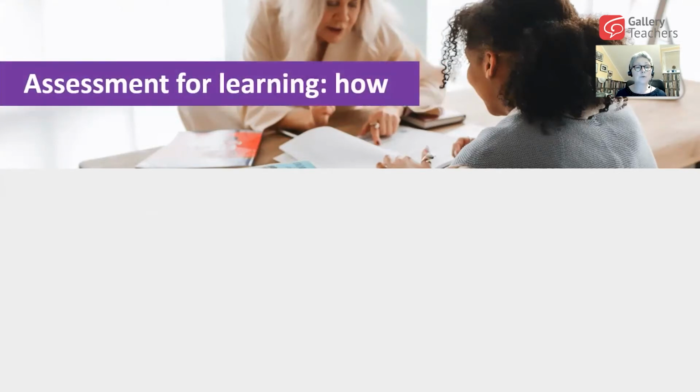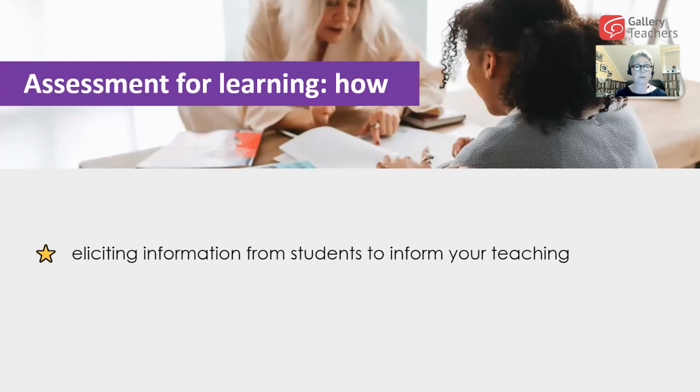So if we want to move from the definition to a description of the process, here is how we carry out assessment for learning. First of all, we need to elicit information from students on the learning process so that we can change how we teach. In a later part of this session, we will look at ways in which we can obtain information on the learning process. An important part of the process is giving formative feedback. Formative feedback is the kind of feedback which explains to learners what they have done well and what they need to do in order to make further progress.